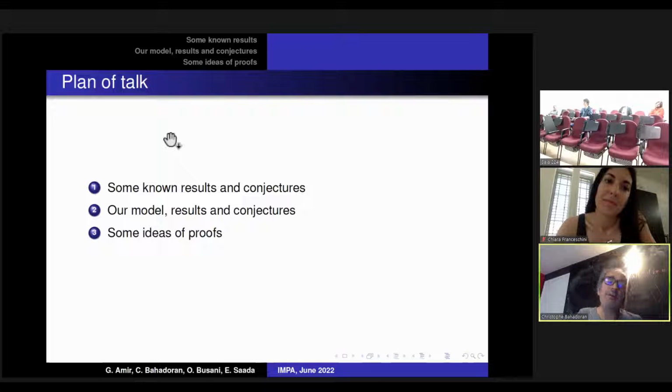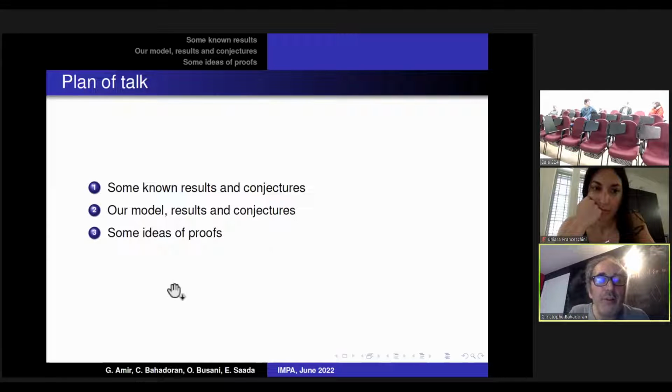So the plan of the talk: in the first part I will talk about the background, so what is known for the kind of things that we investigate. Then I will state the model we investigate, which is something in between dimension 1 and dimension 2, and also what is left open and that we would like to solve. And then depending on remaining time, I will say a few words about the main ideas of proofs.